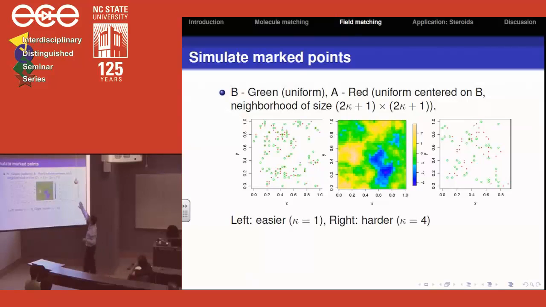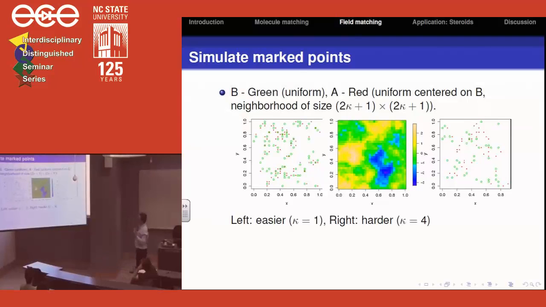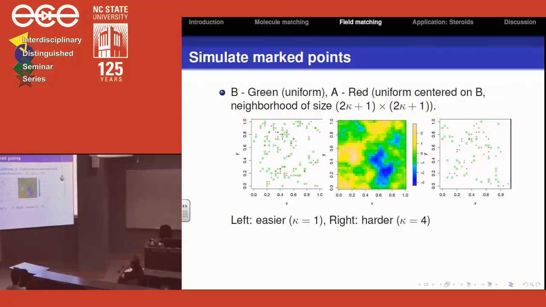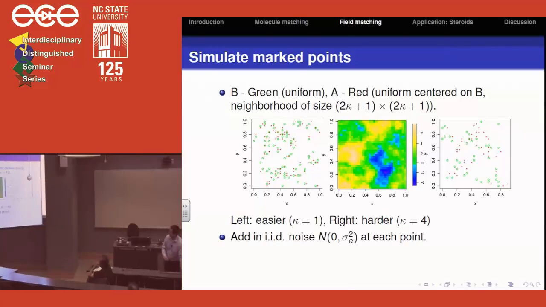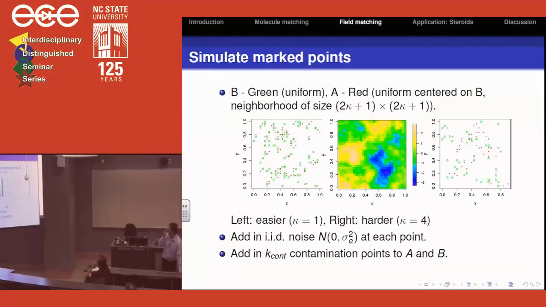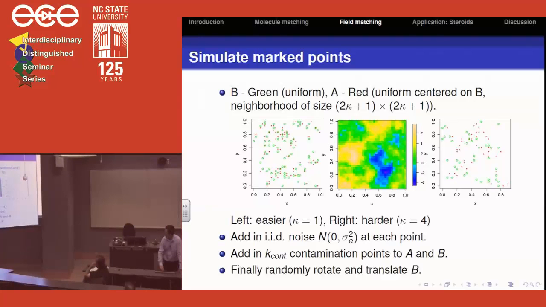This one is harder, where the red ones are allowed to be further away. And we want to see if we can still match up these configurations after we throw in a random rotation and translation. Can we get them put back together using the information in the points? And so we added some noise as well, which is like measurement error. And we also added some contamination points that shouldn't match, that were just thrown in there as well. Okay, so that's what we did.